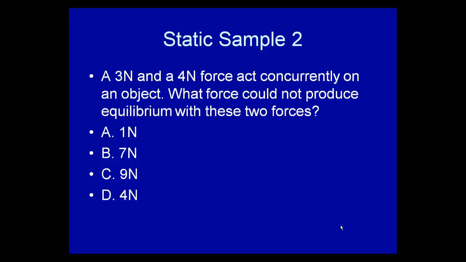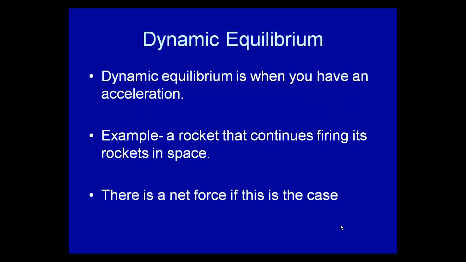A 3 Newton force and a 4 Newton force act concurrently on an object. What force could not produce equilibrium between these two forces? In other words, what they're really asking is, what is the maximum force I could have and what is the minimum force I could have? Well, the maximum force I could have is if they're both pointing in the same direction, which would be 7 newtons. The minimum force I could have would be in their opposite directions, which is 1 newton. So therefore I can get 1 to 7, and anything in between. I can't get 9. That's a winner.